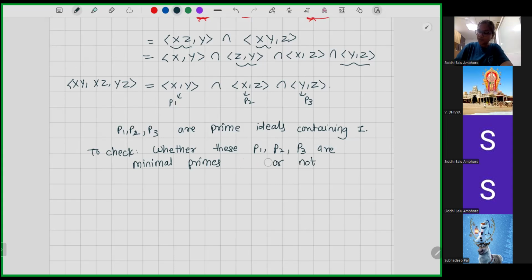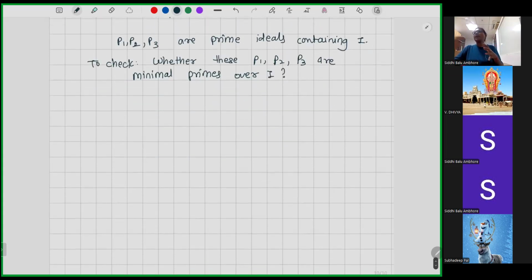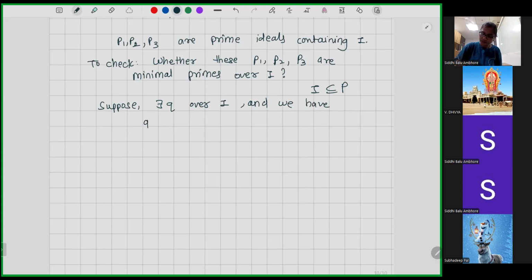Minimal primes over I. Okay, so it is called "over I". Over I means a prime which is above this ideal I, so it is like P contains I. So these primes are primes over I, and we have to check the minimality. So how to check that? Suppose there exists a prime Q over I and we have I contained in Q contained in P1.